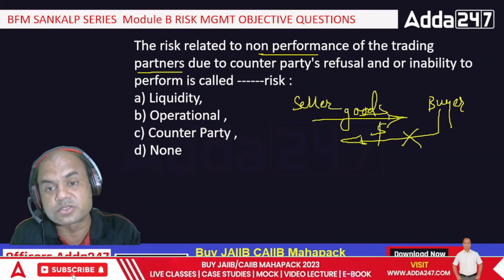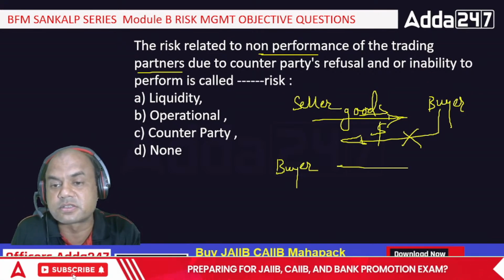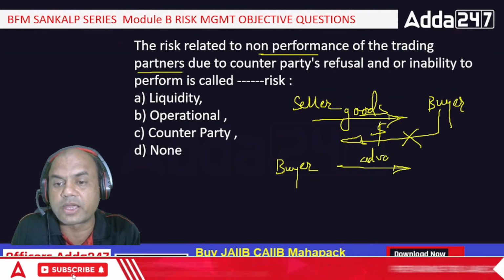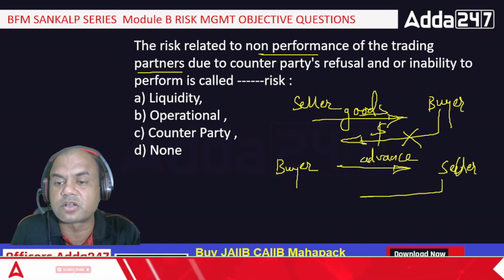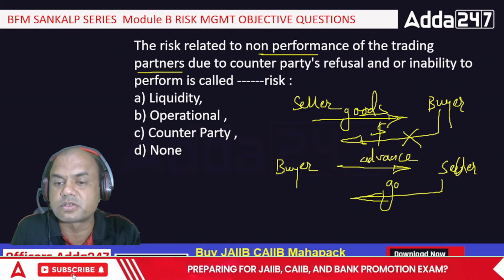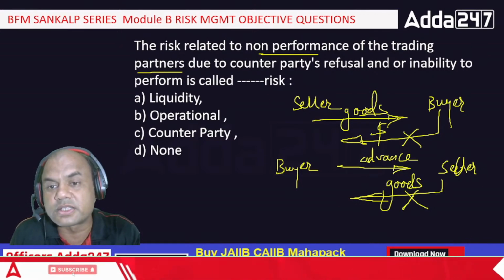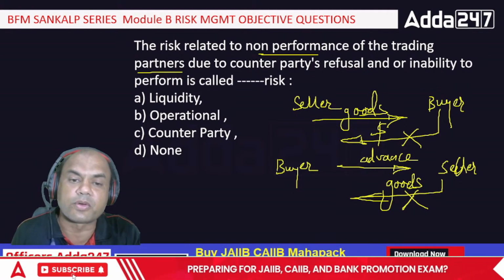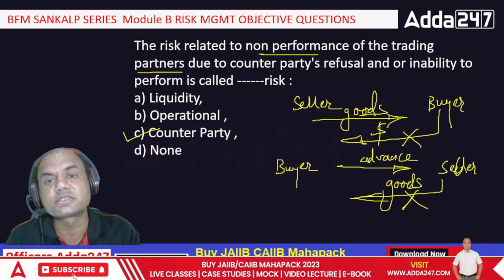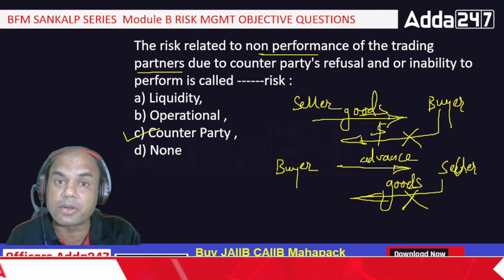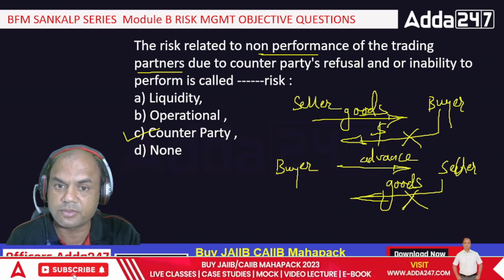And there is a reverse condition also. Let's say I am the buyer. I have paid the advance for buying anything, but the seller does not sell or give the goods. So in any case, what is this known as? Some party is not able to perform. That is known as counterparty risk. Always remember this: counterparty risk can be to the buyer as well as to the seller, depending on who has given the money first or who has given the goods first.